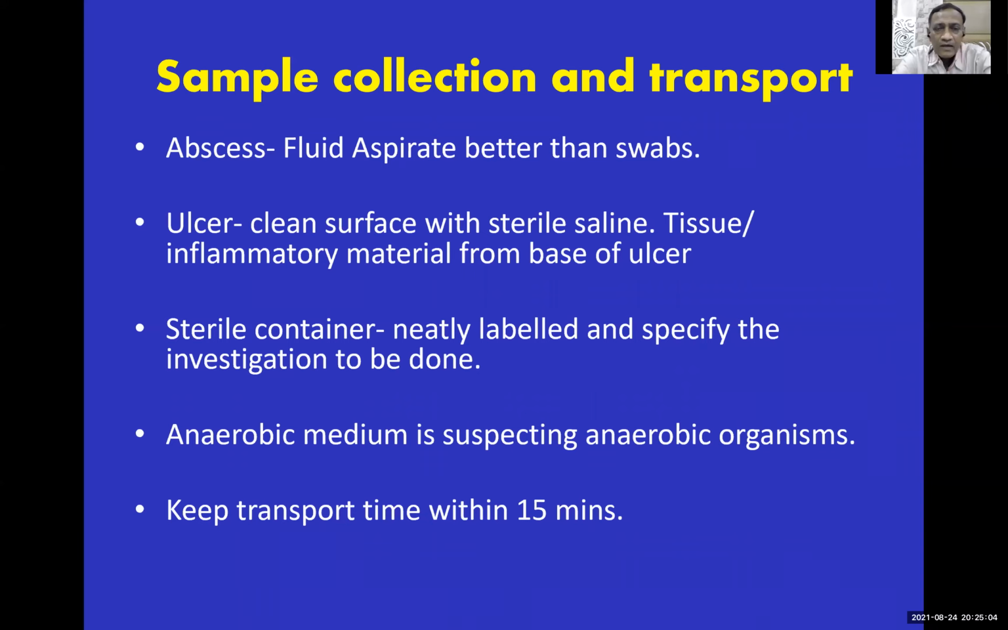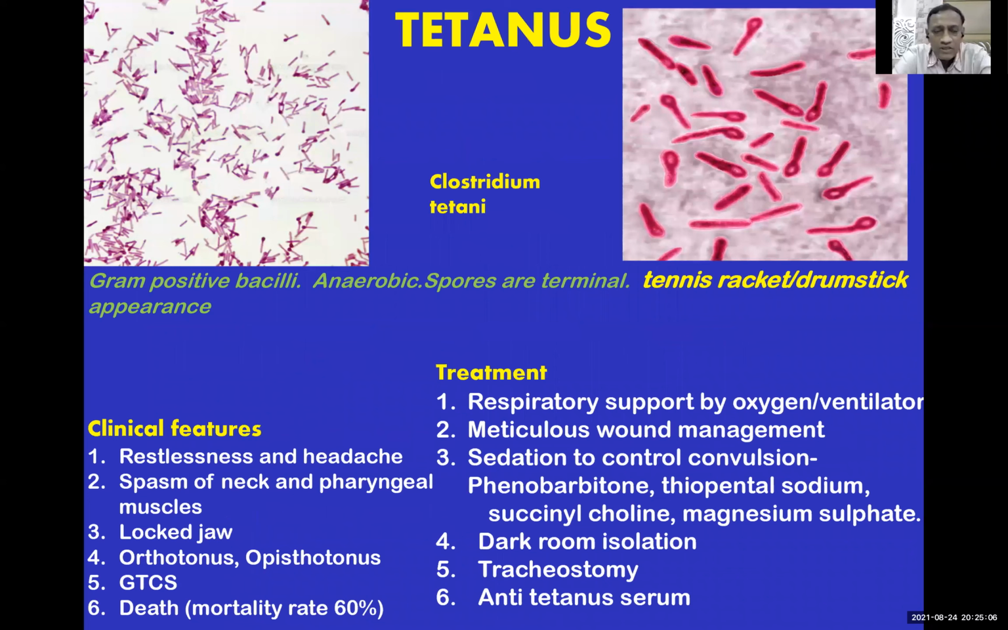So the first is Clostridium tetani. They are basically gram-positive bacilli, anaerobic, and spores are terminal, like this. That's why they are also called tennis racket or drumstick appearance. So you may be asked about the clinical picture and treatment. This is how we should identify this.